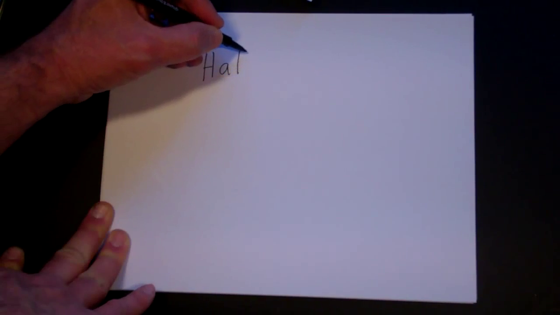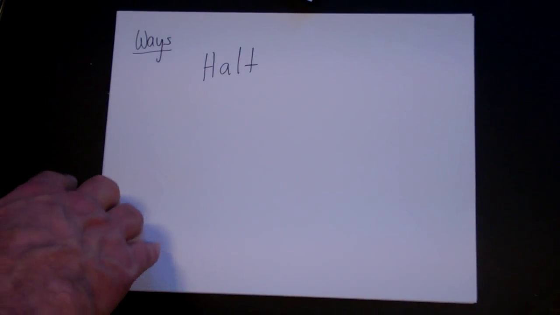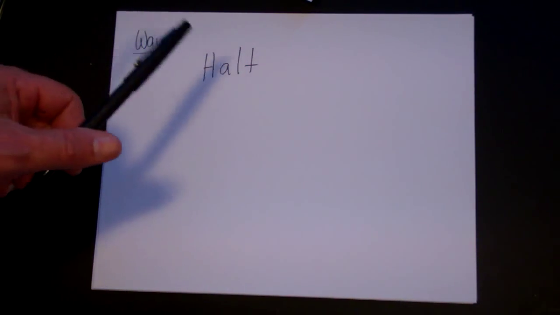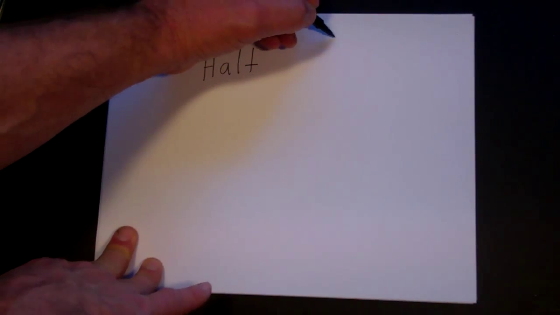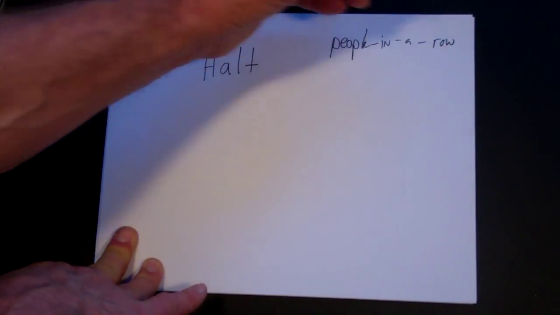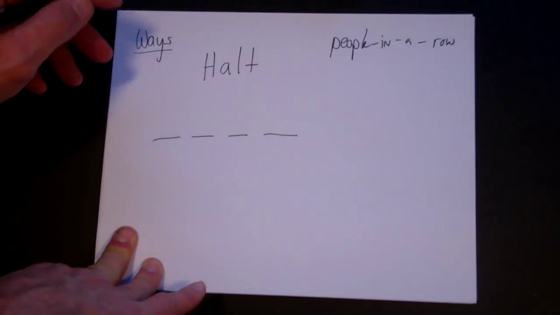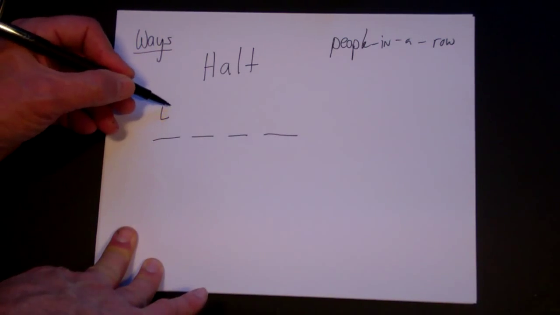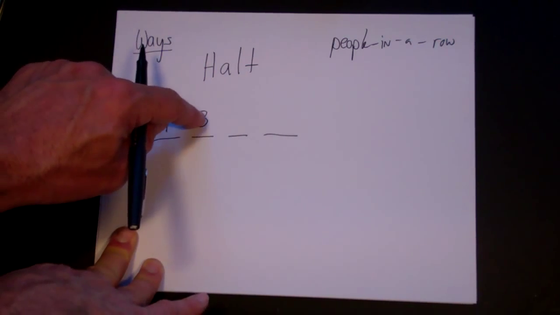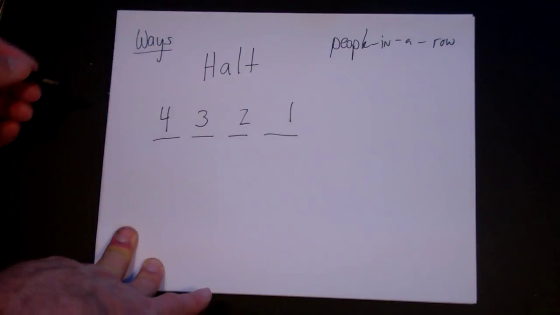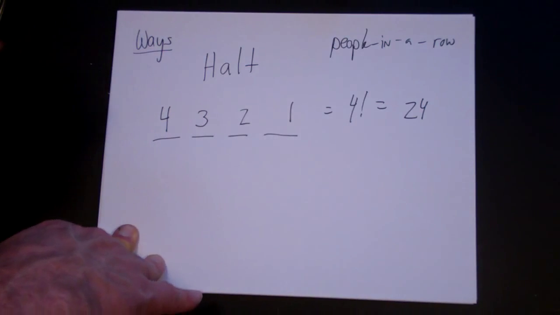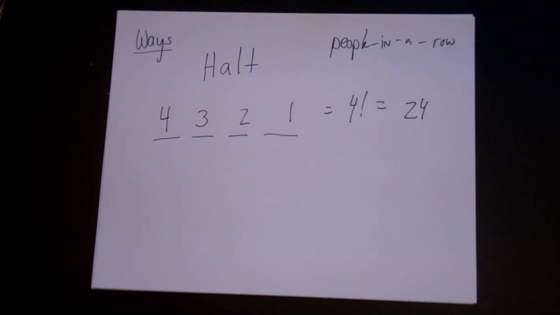Let's do H-A-L-T. If you think about these letters, we can rearrange them a lot of different ways. We could do A-L-T-H, but we're not going to repeat them. In some ways, this is just like people in a row. We have 4 different spaces and 4 different letters. So 4 letters can go first, and then 3. Why 3? Because once you use up a letter, you can't use it again. And then times 2 times 1, or 4 factorial, or 24. So there's 24 ways to rearrange the letters H-A-L-T, halt.